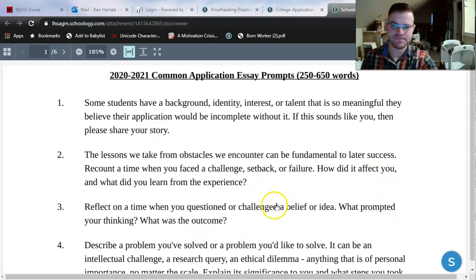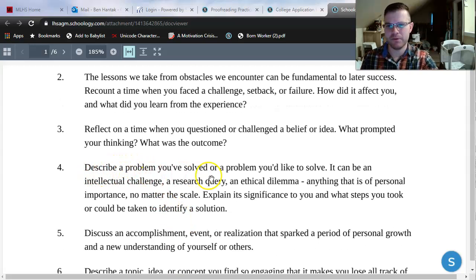Number 4, describe a problem you've solved or a problem you'd like to solve. It can be an intellectual challenge, a research query, an ethical dilemma, anything that is of personal importance, no matter the scale. Explain its significance to you and what steps you took or could be taken to identify a solution. This is the perfect prompt if you know what you want to major in college. I know not all of you are fully decided on what you want to do in college, but if you are dead set on being a nurse or a teacher or a lawyer, right, this gives you a chance to really talk about what's inspiring you to go into that field, right?